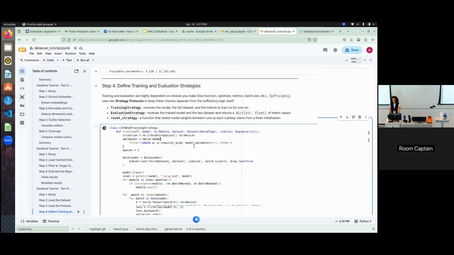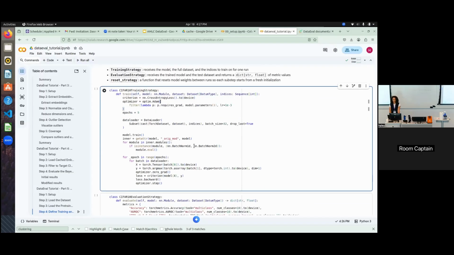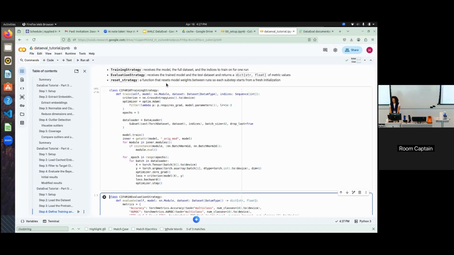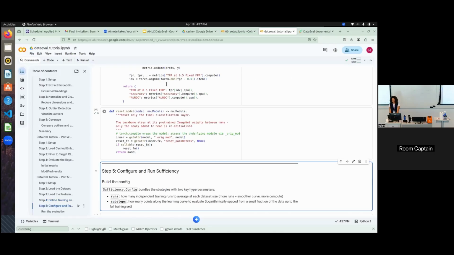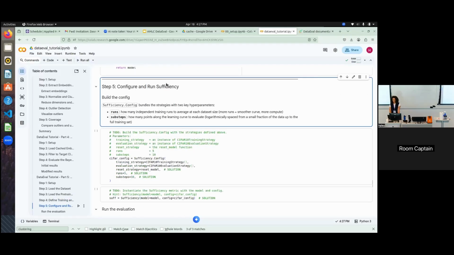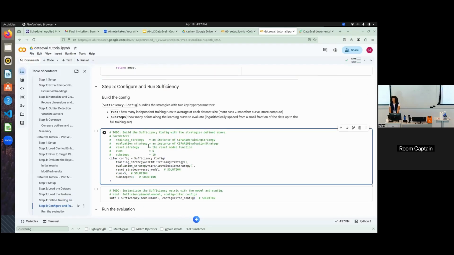We established this here in the tutorial. You can customize them based on your use case. And then there's also the reset strategy, which is a function that resets the model weights between runs so that each sub-step starts from a fresh initialization. So running those, we got our training strategy and evaluation strategy. And then we want to configure and run sufficiency.